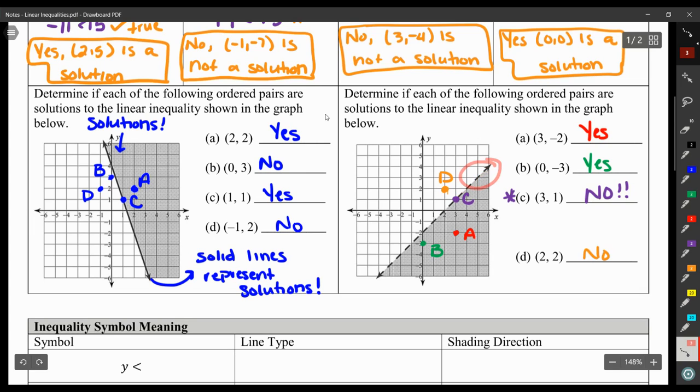So if you see a dashed line and you land on the border, that is not considered a solution. So that's why letter C is not a solution, because it lies on a dashed line. So dashed lines are not solutions.